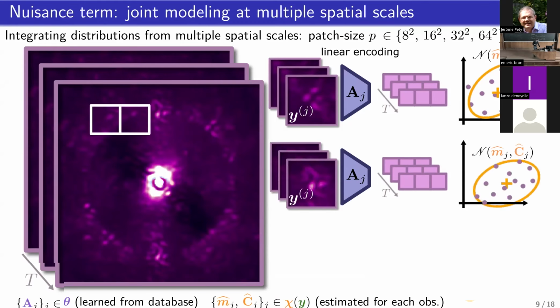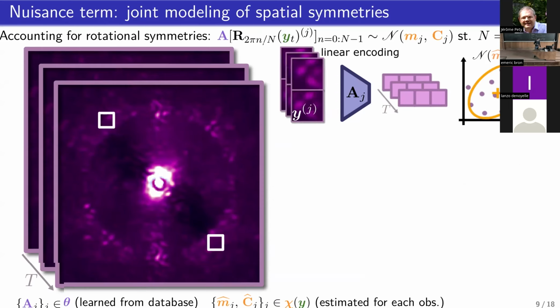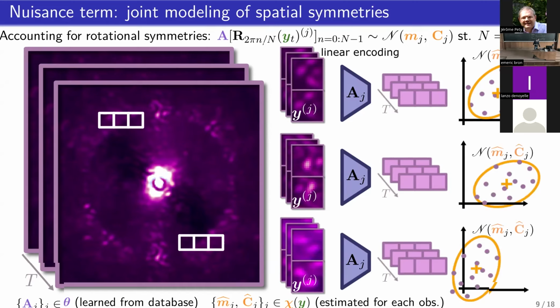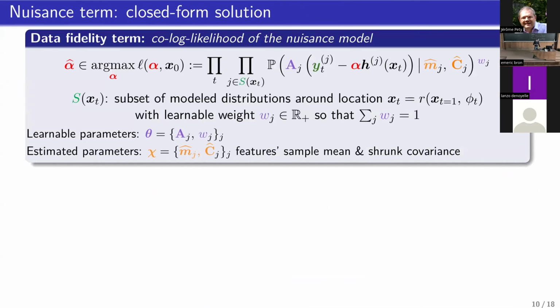We do the same extraction, learnable projections, and modeling. We also jointly model pairs of patches diametrically opposed with respect to the star, because we know from the physics of the instrument that we have some kind of symmetries in the nuisance component in these opposite patches. So it will help the unmixing task to have these two samples jointly modeled. So we do the same extraction, projections, and modeling, and we do the same for quadruplets of patches for similar reasons of symmetries.